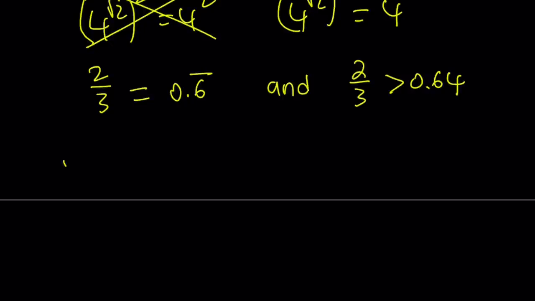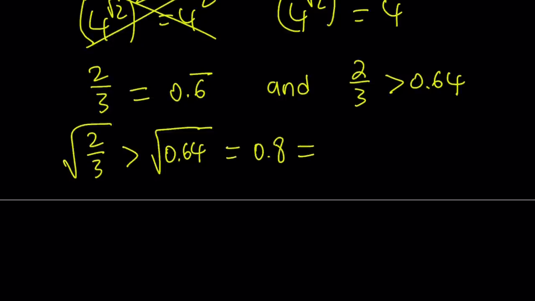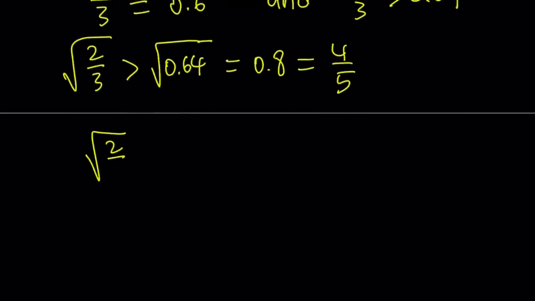If you square root both sides, then you get the following. The square root of 2/3 is greater than the square root of 0.64 because 2/3 is greater. When you square root both sides, it's just going to be the same thing, because it's an increasing function. But this is 0.8, which can also be written as 4/5. Wow, that is interesting. Why? Because this gives us something real cool. Now I know that the square root of 2/3 is greater than 4/5. I could have found out by just taking the square root of 2/3, but it would be harder. Notice that I didn't have to square root that.